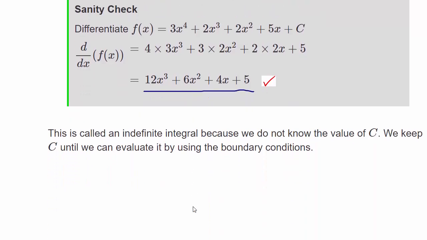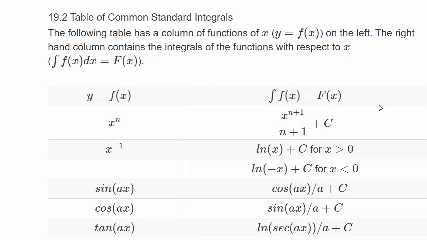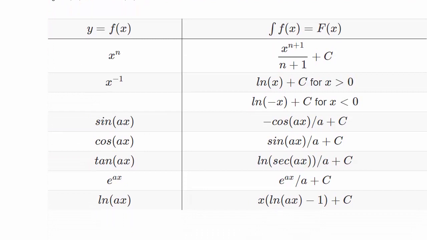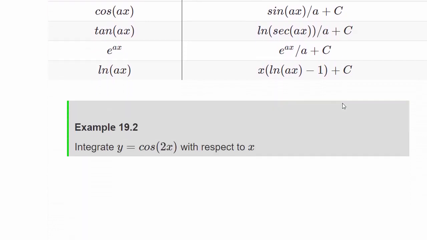This kind of integration is called indefinite integration. It's indefinite because we don't know the value of the constant of integration. So we'll just keep the letter c until we can evaluate it using the boundary conditions. Here's a table of common standard integrals, and these can be found on baseline. Now let's do some examples.